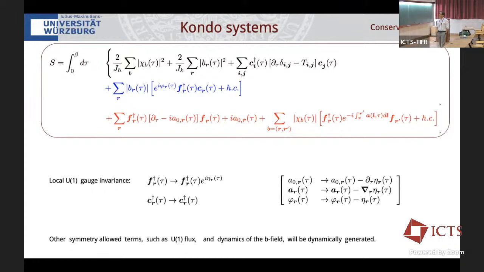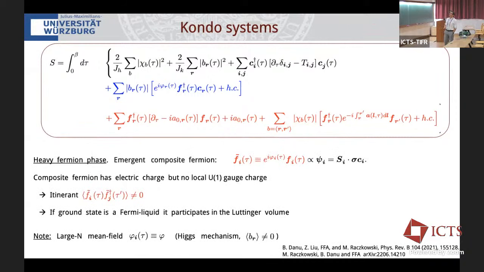That's why you have the U1. That's basically the QED. Good. So now, how can we classify the phases? What is a Kondo phase? What is a heavy fermion phase?